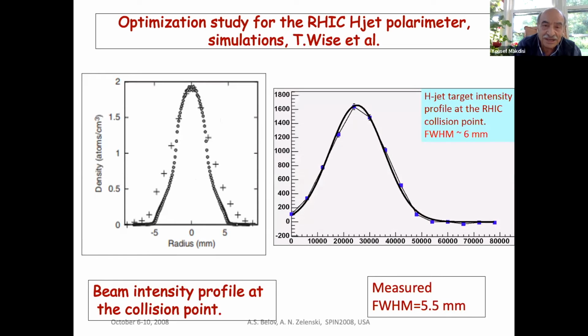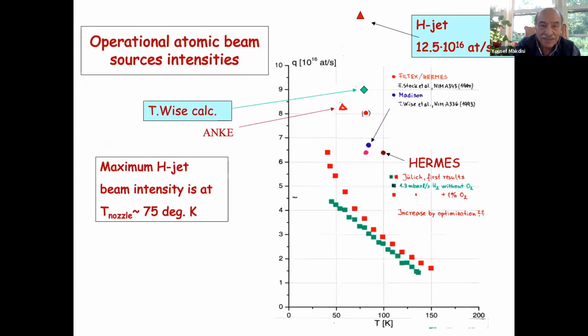This is the analysis, again by Tom Wise et al., to show what the beam intensity profile would look like. And the right plot is what we measured. Pretty good in terms of what was expected. Very nicely done. And this is the plot showing all these targets.